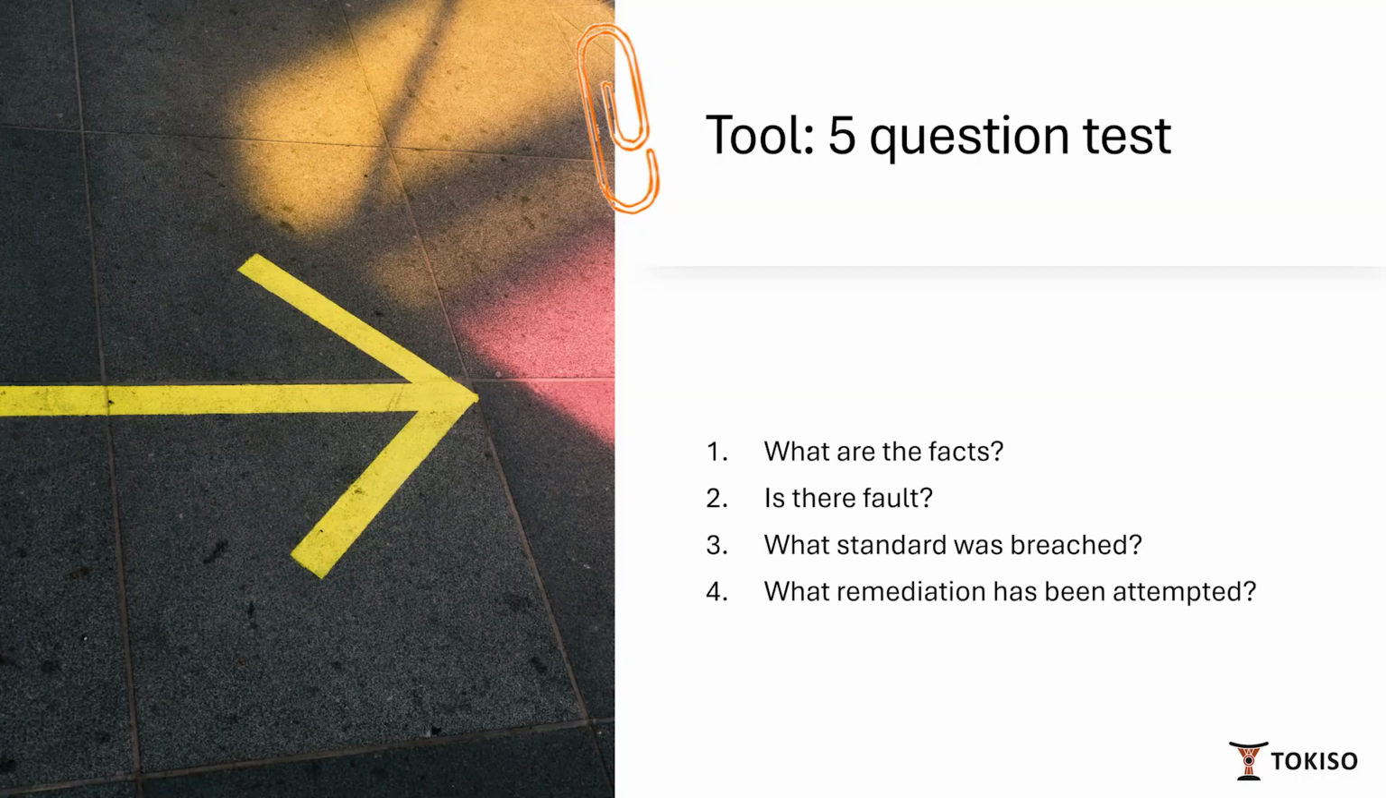And can you describe the issue as observable behavior? What are the events, the dates, the words and actions? Who was affected? If you can describe those, it will give you a good starting point on starting to understand what the cause is. Then the second question is determining, is there fault?